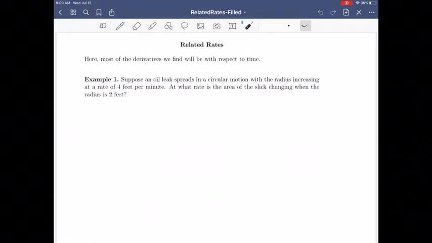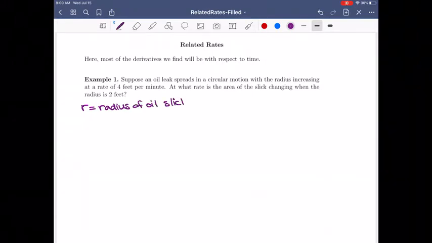So let's just try an example. Suppose an oil leak spreads in a circular motion where the radius is increasing at 4 feet per minute. We want to know at what rate is the area changing when the radius is 2 feet. So what I normally do is think we need some variables. Here the radius is changing, so I'm going to call r the radius of the oil slick and A the area.